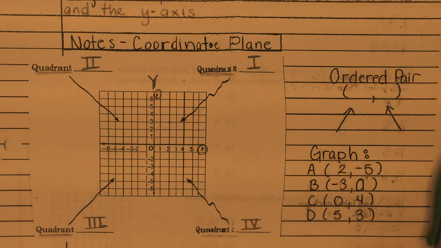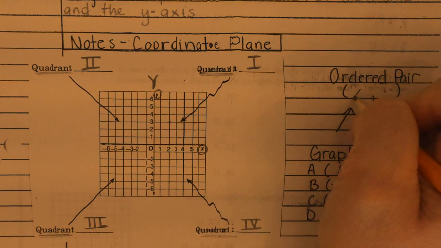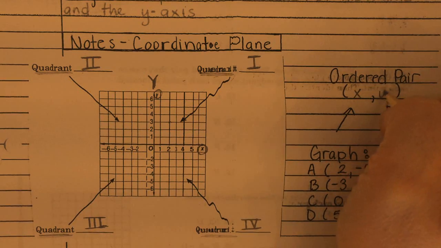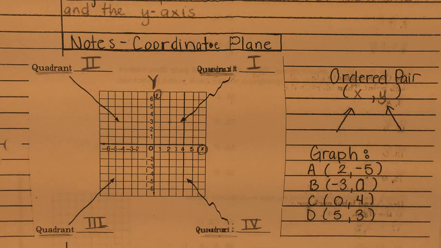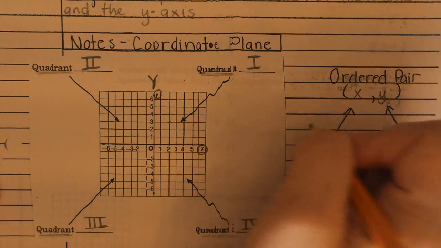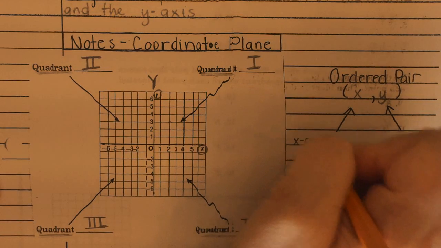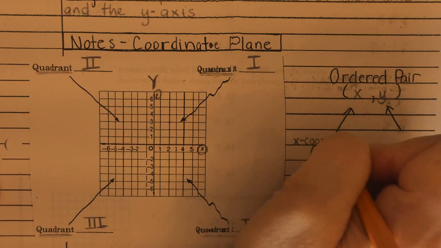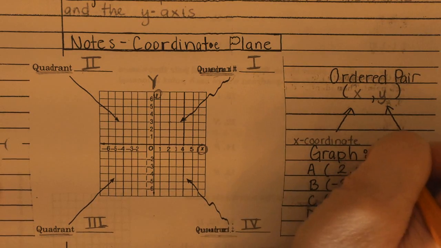Okay? So let's talk about what an ordered pair is. So we know quadrants are the boxes. The ordered pair is the X and the Y. And some of y'all are like, what do you mean the X and the Y? It's the X number from the X line that goes across and the Y number from the Y line that goes up and down. These are also called coordinates. So the X would be the X coordinate, and the Y is the Y coordinate.